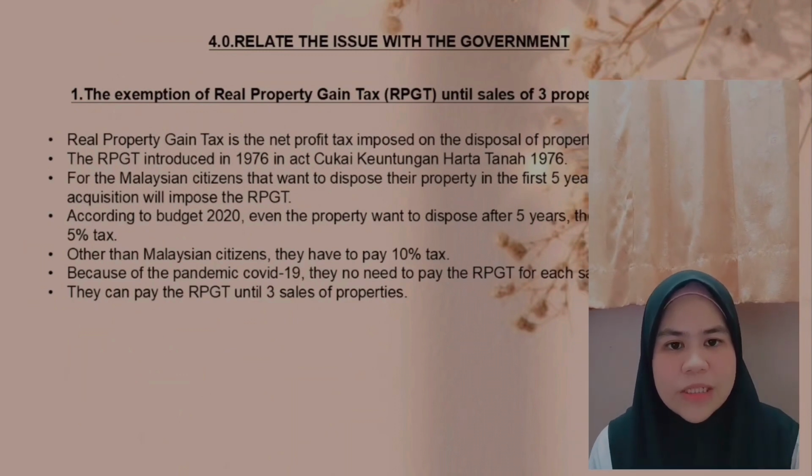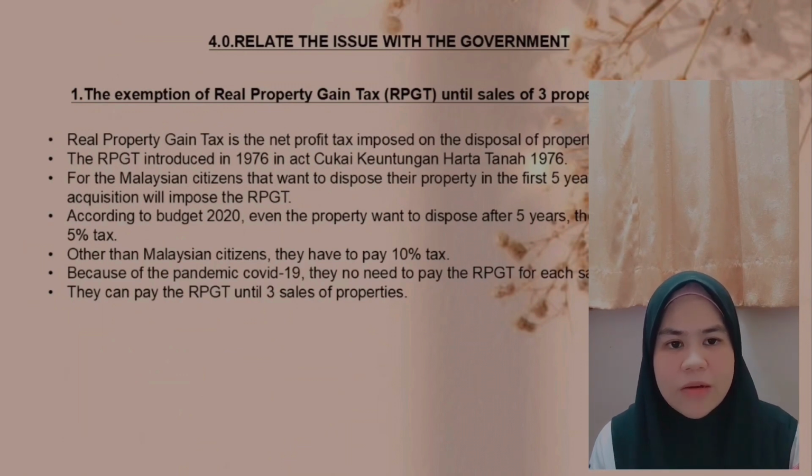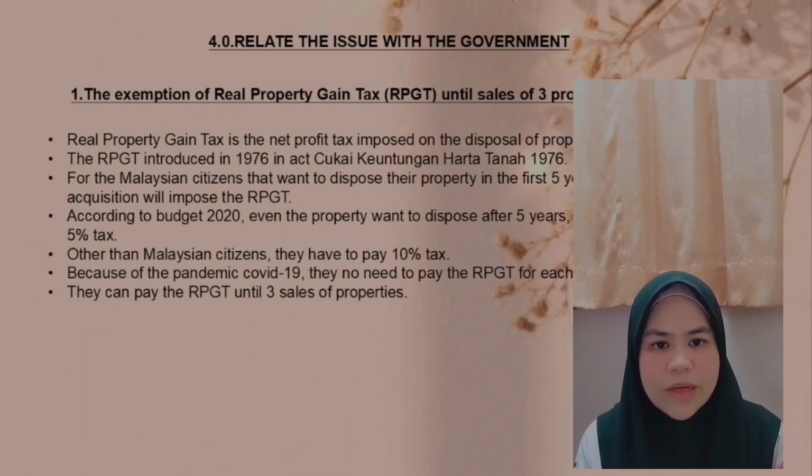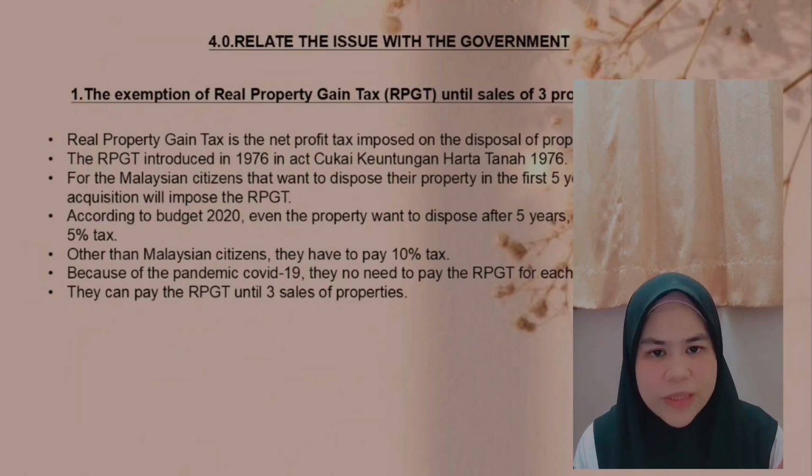Before this, the RPGT should be paid for each sale of the property, but because of COVID-19, they can pay for up to 3 sales of properties.